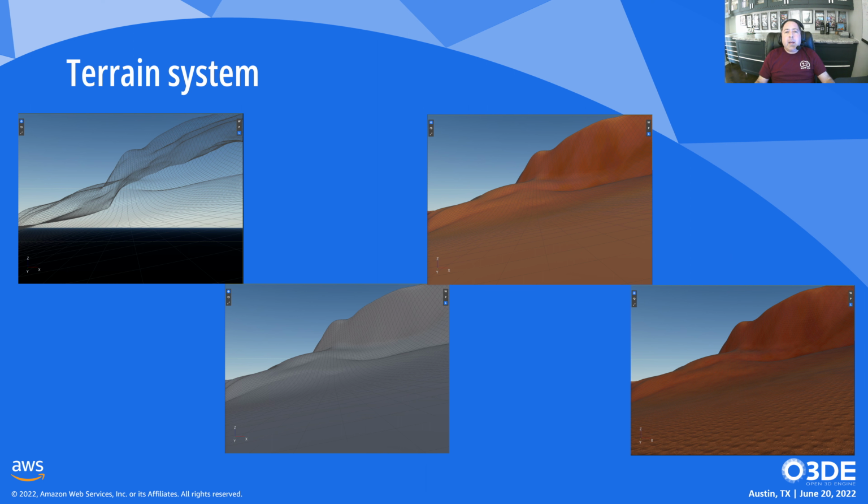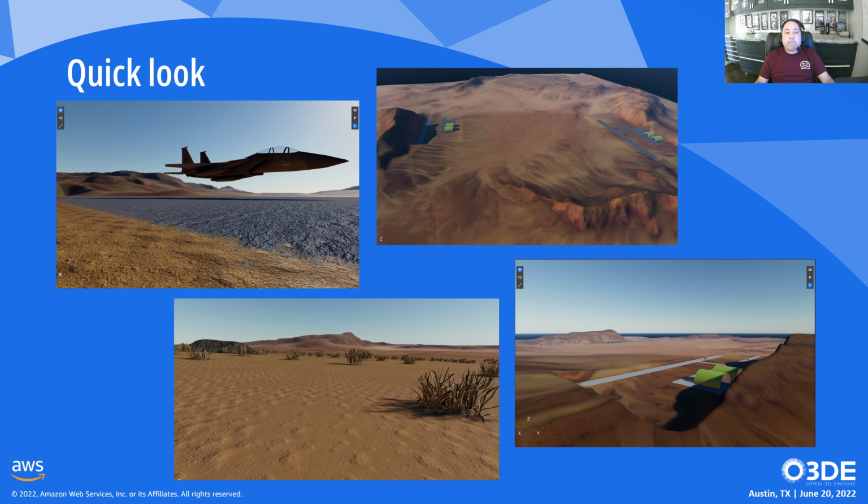But first, I should explain what a terrain system even is. A terrain system is a system that defines the geometry, color, and surface types for a ground surface. The system includes all of the data management, authoring workflows, rendering, and physics that's needed to produce a virtual terrain.